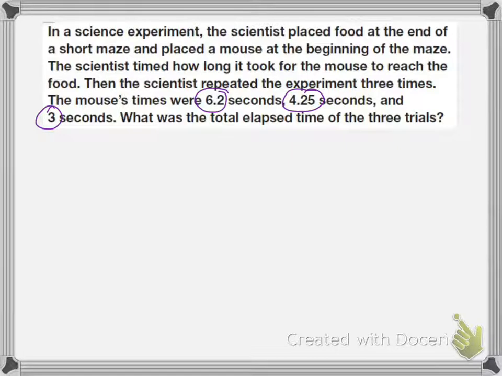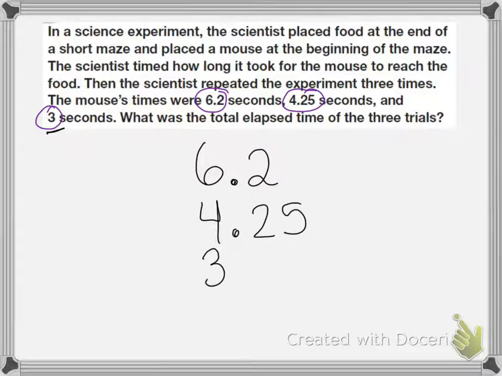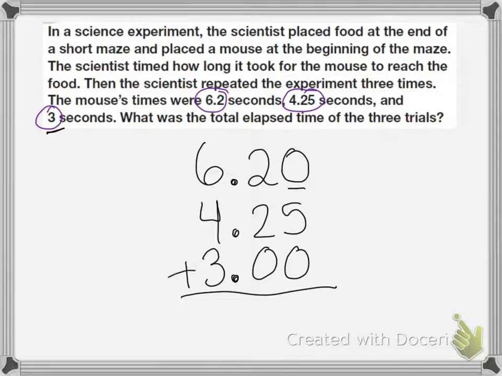So I'm going to write them down. 6.2, 4.25. And then I have 3. Now, since 3 is a whole number, it has to go in the ones place. And the decimal number always goes after a whole number. What I can do is add some zeros to make sure that I have a number in every single place value, because I can add zeros after a decimal point and it doesn't change my answer.